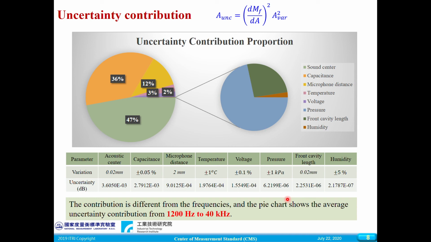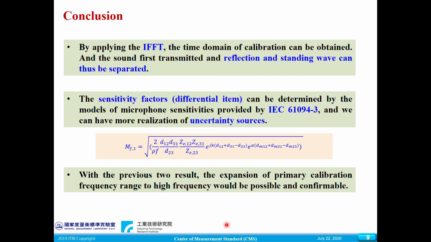Through the calibration frequencies, the uncertainty doesn't vary a lot. So here the pie chart shows the average contribution from 1200 Hz to 40 kHz. In the time domain, we can choose the direct wave part without the reflection and standing wave by putting the window in the right position, and the clean data can be obtained.